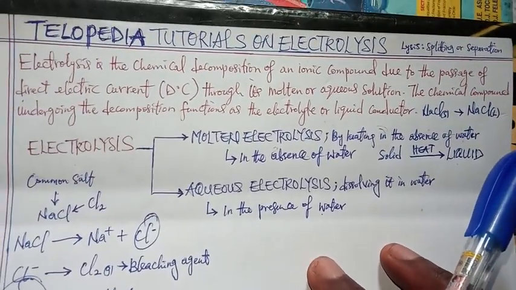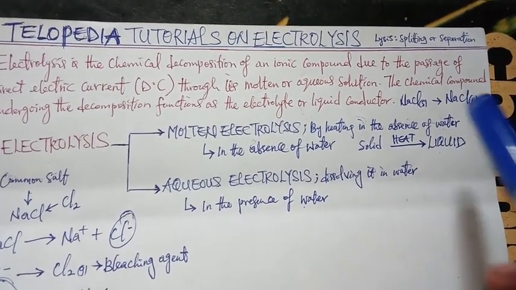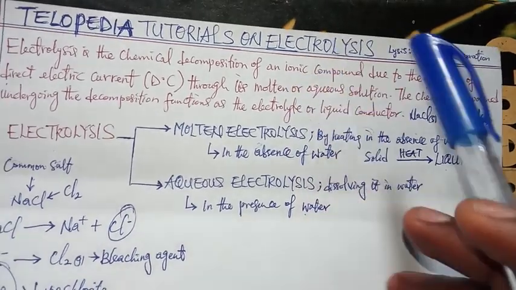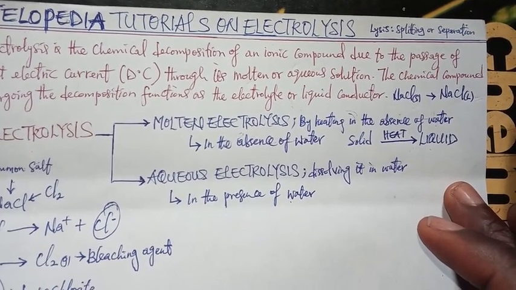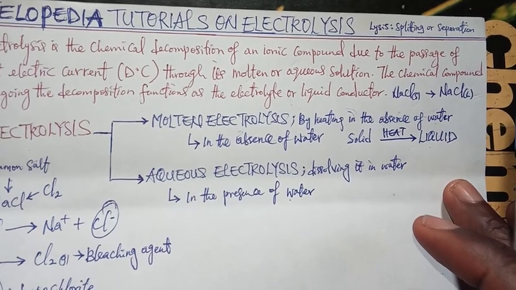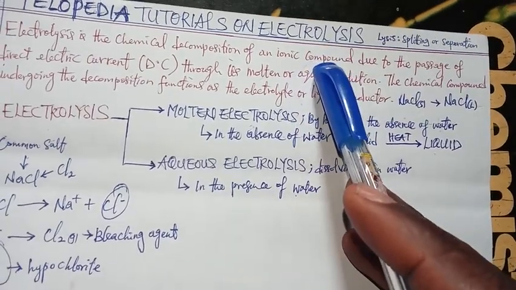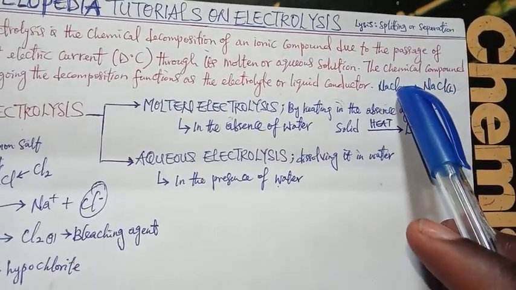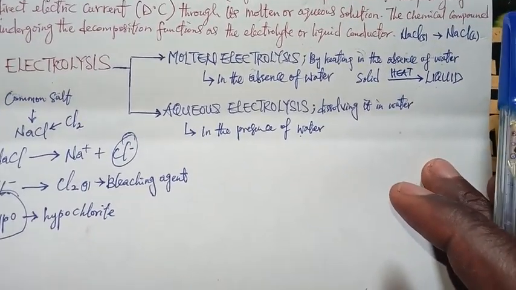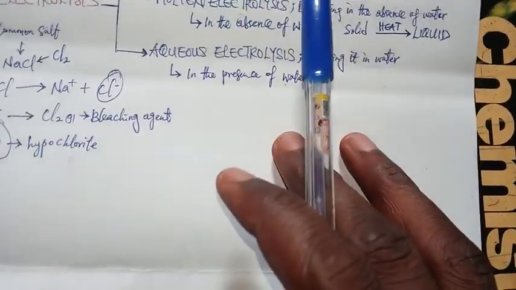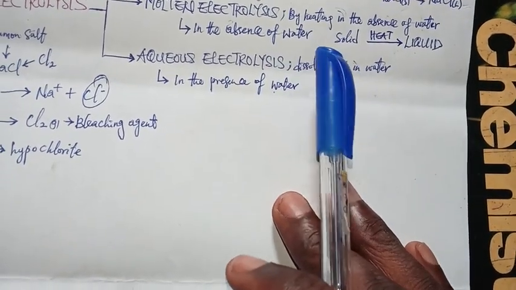Looking into the definition of electrolysis, electrolysis is the chemical decomposition of an ionic compound. It must be ionic, due to the passage of direct current through its molten or aqueous solution. The last two words, molten or aqueous, are telling us that the ionic compound we are electrolyzing must be changed from solid to liquid. And this brings in the two kinds of electrolysis we have: molten electrolysis and aqueous electrolysis. We'll come back to this.